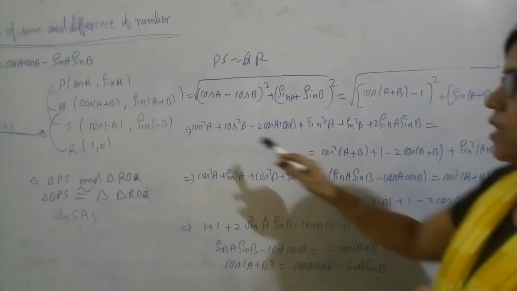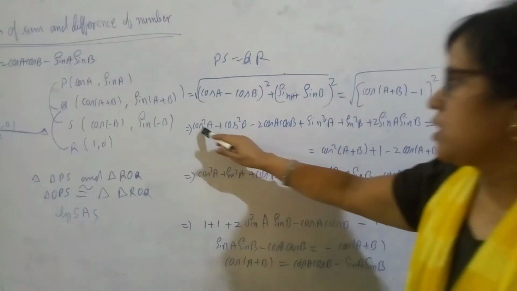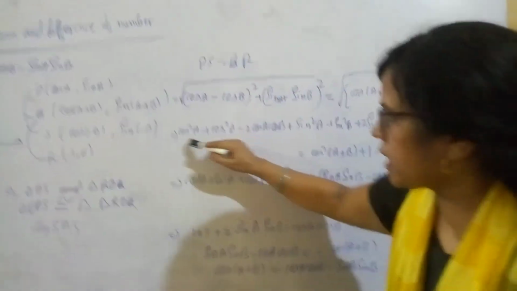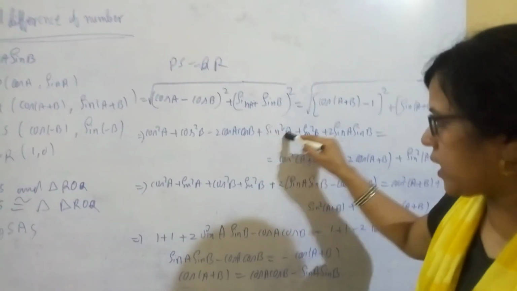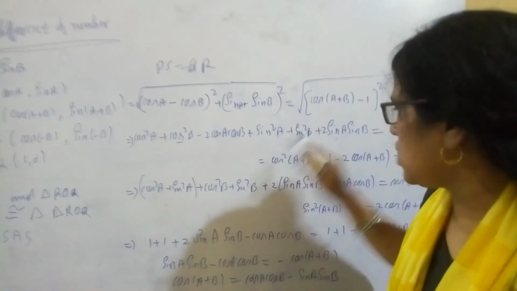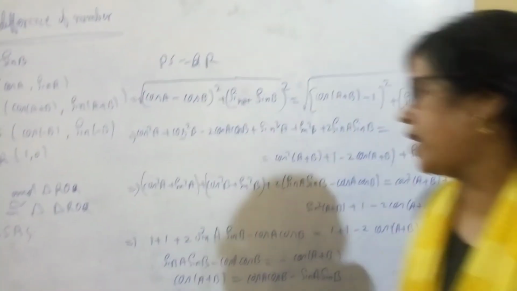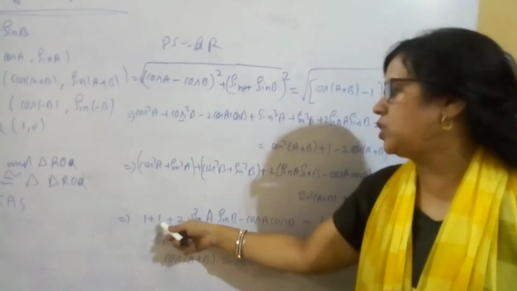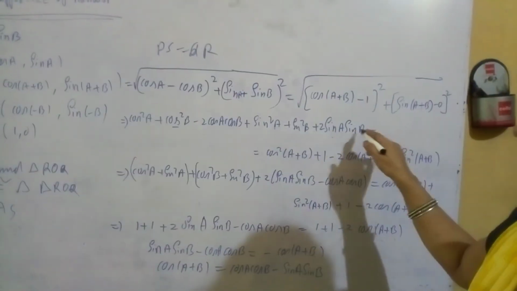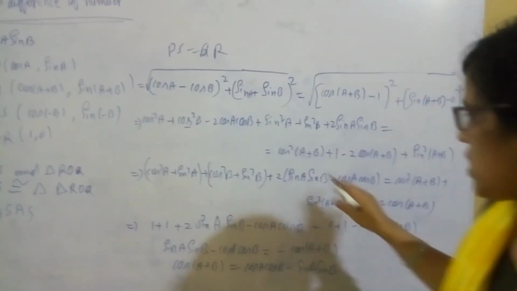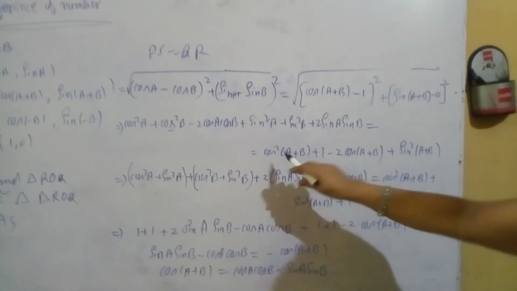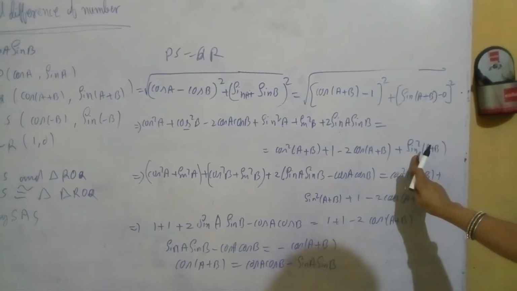Now we will use one identity. Cos square theta plus sin square theta, you know, is 1. So here is cos square A plus sin square A. We will write this together. And cos square B and sin square B, we will write this together. Why? Because this will change to 1 and 1. Okay? And now remaining are twice sin A sin B and twice cos A cos B. So we will take 2 common. And this is cos square of A plus B plus sin square of A plus B.